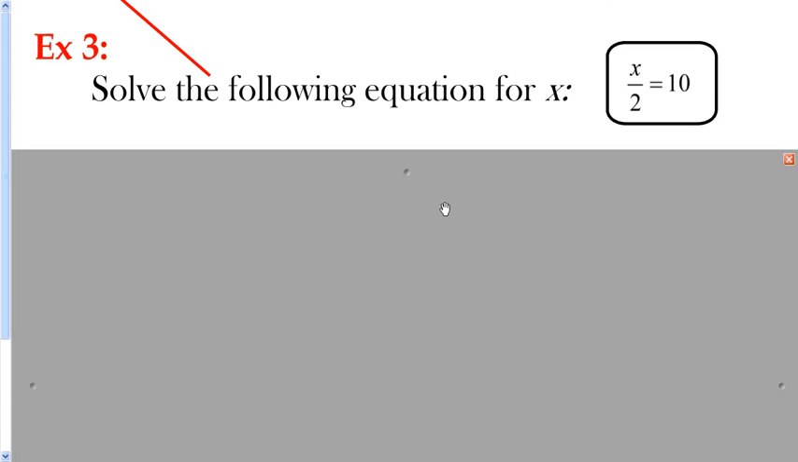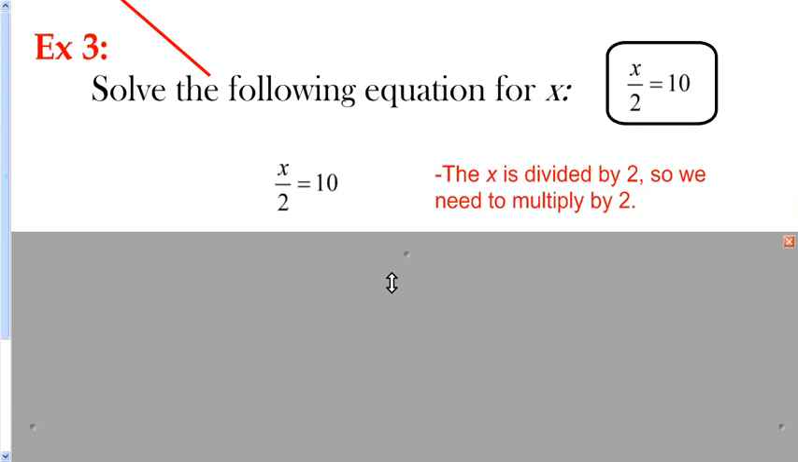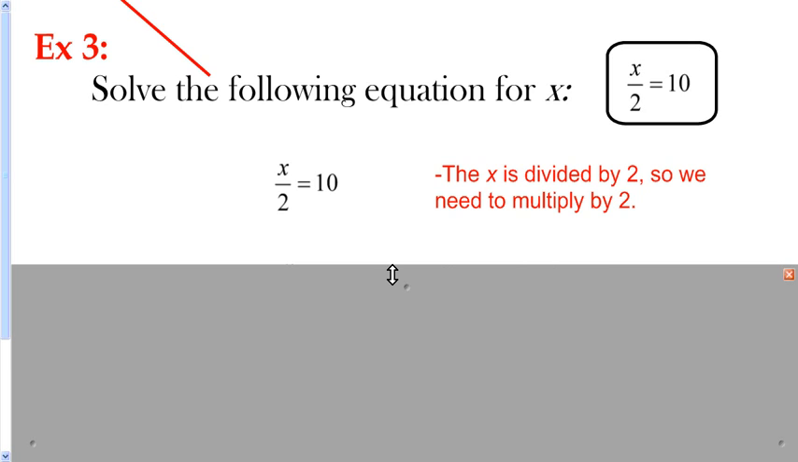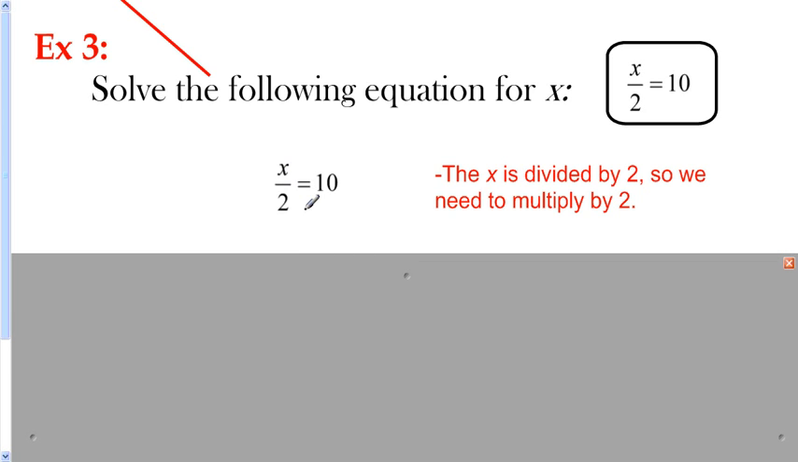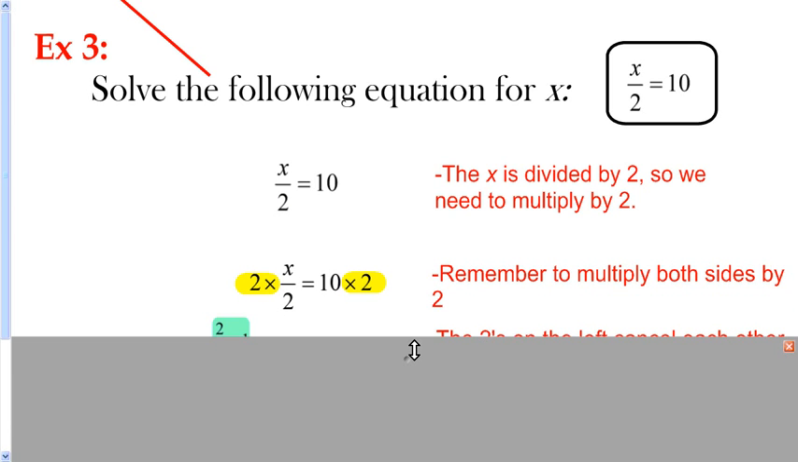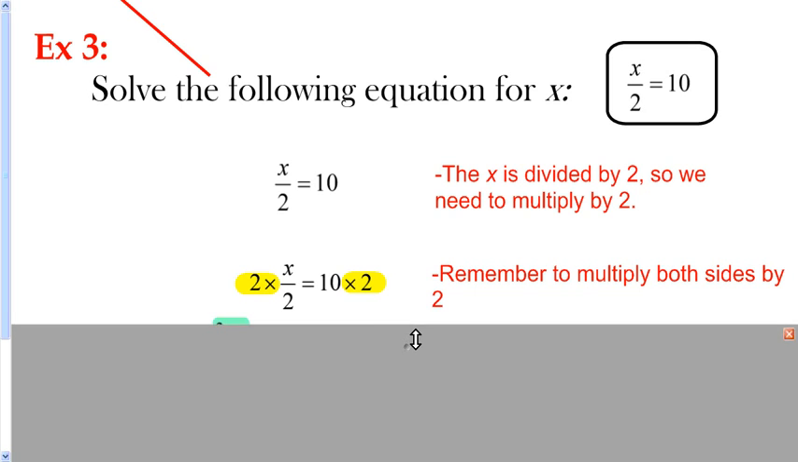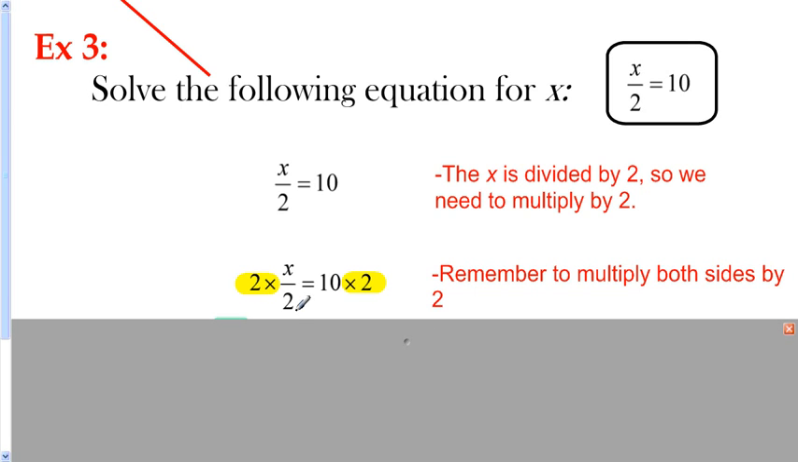Okay, this one is slightly different. We are dividing: x over 2 is equal to 10. In order to get rid of the 2, notice that the x is being divided by 2. So to get rid of the 2, we need to do the opposite of dividing, which is multiply. So we multiply the x over 2 by 2. This will cancel out the 2s, since 2 divided by 2 gives us 1x, which is what we want.